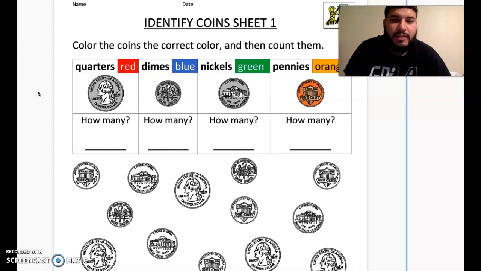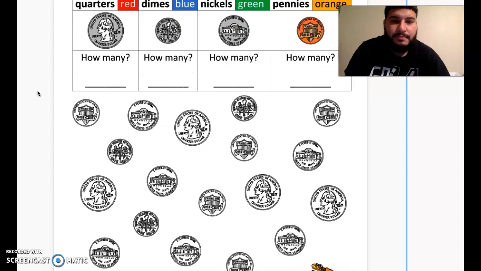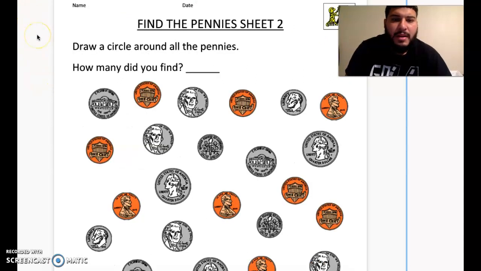Identify coins, sheet 1. Color the coins the correct color and then count them. You're going to color the quarters red, the dimes blue, the nickels green, and the pennies orange. Next activity. Find the pennies, sheet 2. Draw a circle around all the pennies. How many did you find?